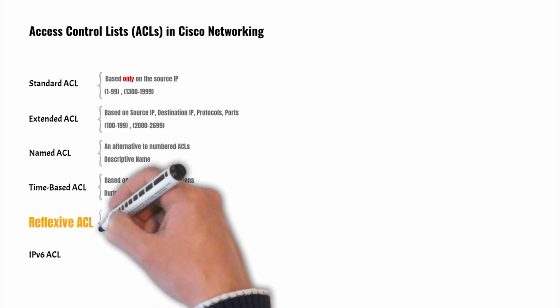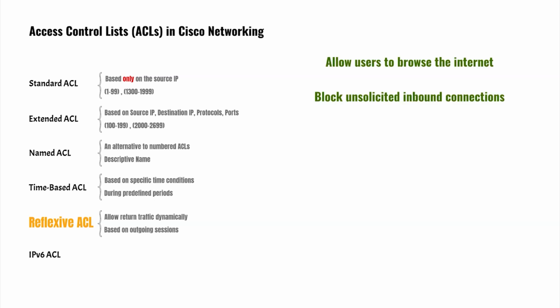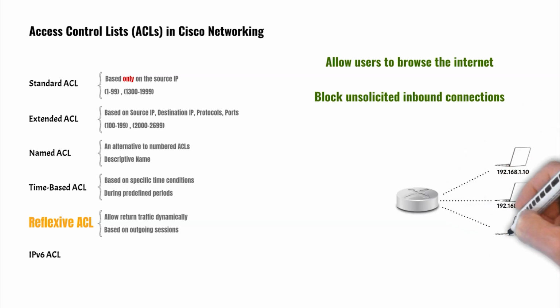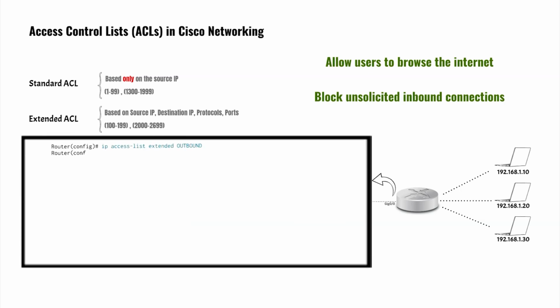Reflexive access control lists allow return traffic dynamically based on outgoing sessions. Reflexive ACLs are particularly useful for enhancing security by allowing return traffic only for sessions initiated from within the network. Suppose a company wants to allow users to browse the internet but block unsolicited inbound connections. A user in the internal network sends an HTTP request to a web server on port 80. The outbound ACL allows TCP traffic from the 192.168.1.0/24 network to any destination and creates a temporary session rule, tracked as session.